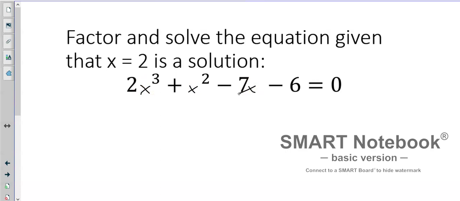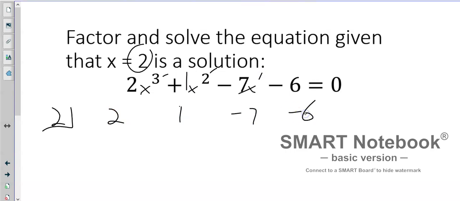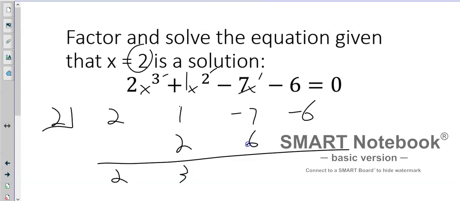Here we go. We're told that 2 is the solution, so 2 goes in the box. We have 3, 2, 1, 0. So we write the coefficients. 2, 1, negative 7, negative 6. Draw our line. Drop that 2. Multiply by 2. Add straight down. Multiply by 2. Add straight down. Multiply by 2.